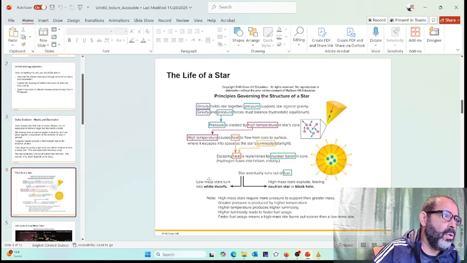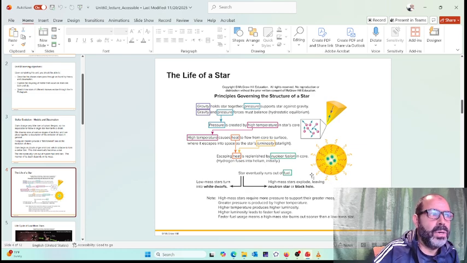So the low mass star will turn into a white dwarf when it runs out of heat in its core to sustain that pressure. And a high mass star, depending on how high that is, could end up as a neutron star if it's not that high, or if it's higher than that, it's going to collapse into a black hole. So this is the idea behind it. Okay.